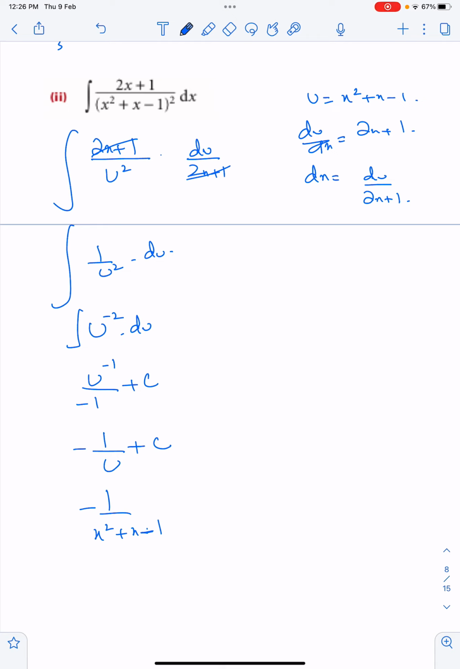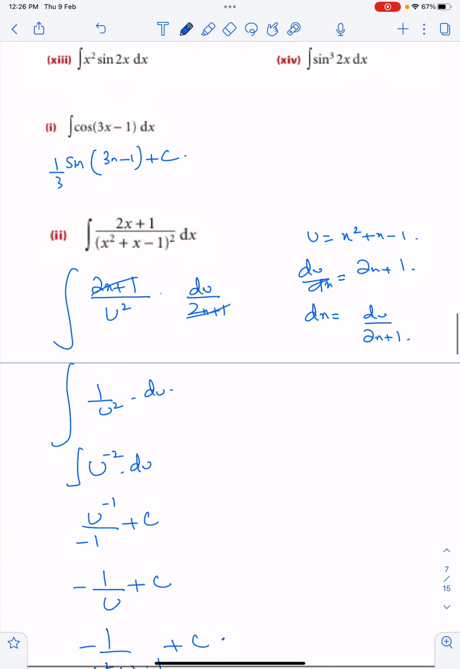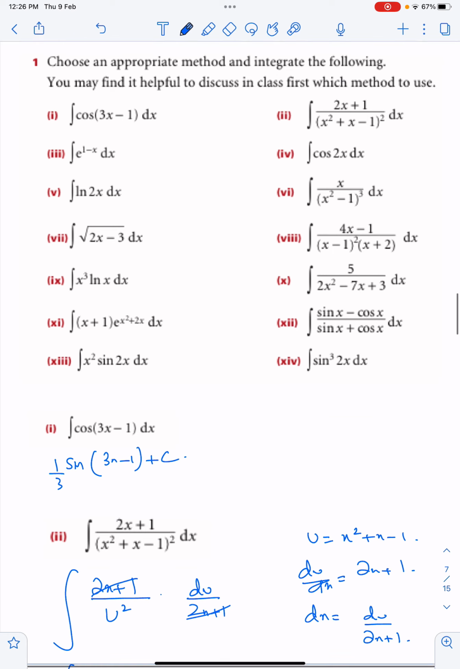Okay, so the final answer is going to be minus 1 upon x square plus x minus 1 plus c. Okay, moving on to the next question here, which is question number 3.